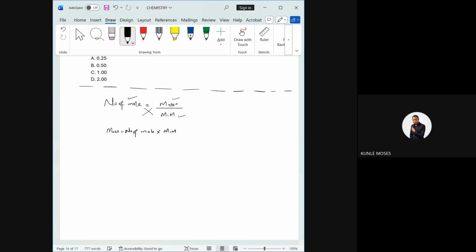And if they ask you to find your molar mass, let's say for example, you first multiply and you make molar mass the subject of the formula. It will be molar mass is equal to mass over number of mole, isn't it? So this is just the basic formula that you'll be needing as we proceed forward.